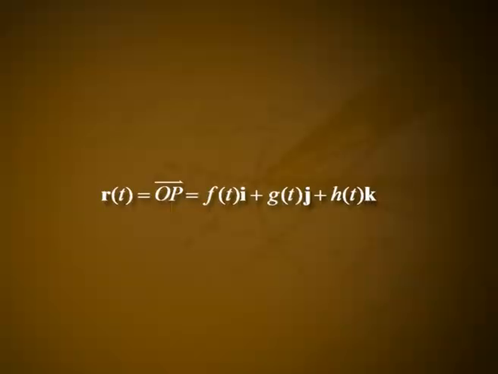The vector r of t equal to vector OP, which is equal to f of t i plus g of t j plus h of t k, from the origin to the particle's position P of f of t, g of t, h of t at time t, is the particle's position vector. The functions f, g and h are the component functions or components of the position vector. We think of the particle's path as the curve traced by vector r during the time interval I. Equation 1 defines r as a vector function of the real variable t on the interval I.